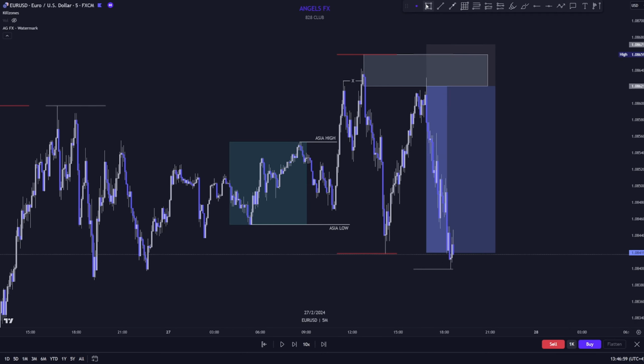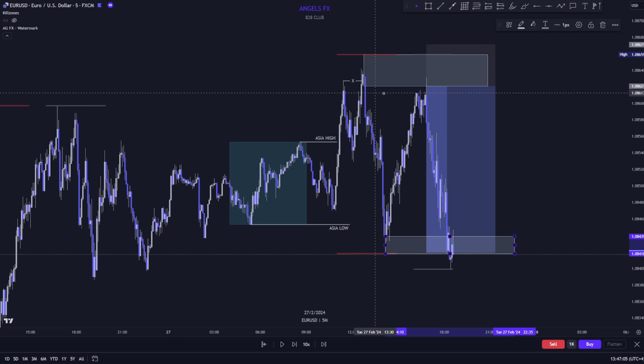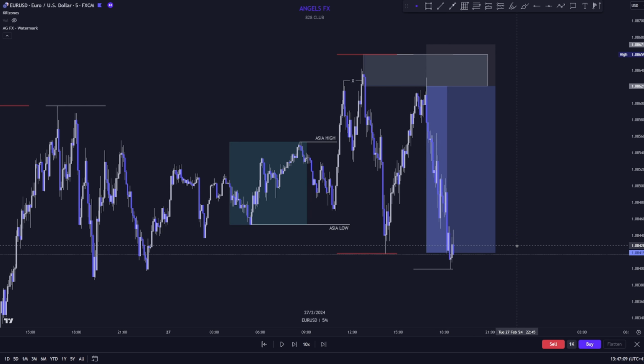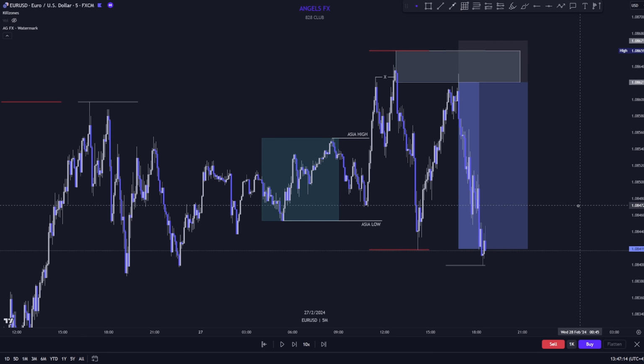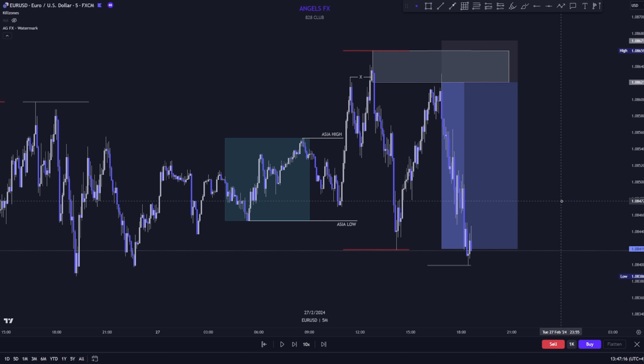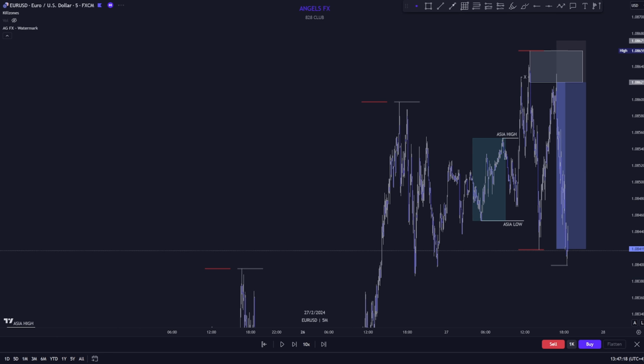Why? Because many traders have now seen that they swept Asia low, and now they need to sweep this liquidity here maybe, or they have some bullish reactions, and now they need to sweep another liquidity. Okay, so I hope you understand, guys. It's really important.